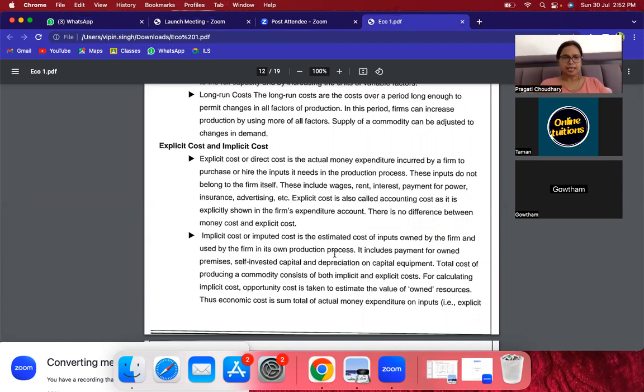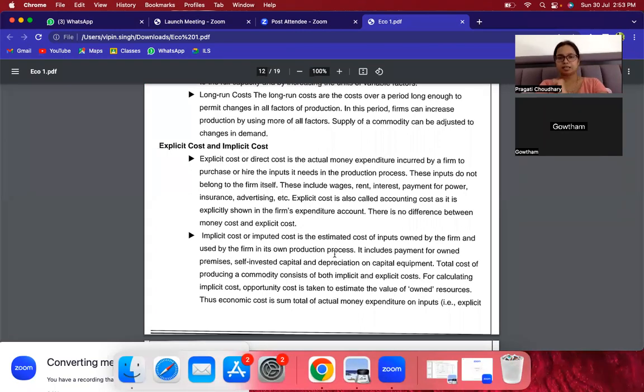Now, explicit cost and implicit cost. See what is there in your textbook. Explicit cost or direct cost is the actual money expenditure incurred by a firm to purchase or hire the inputs it needs in the production process. These inputs do not belong to the firm itself. These include wages, rent, interest, payment for power, insurance, advertising, etc. Explicit cost is also called accounting cost as it is explicitly shown in the firm's expenditure account. There is no difference between money cost and explicit cost.